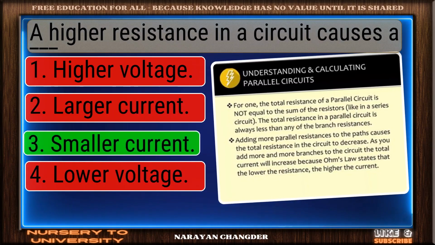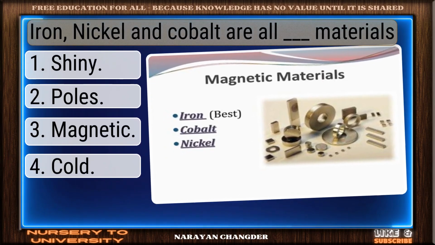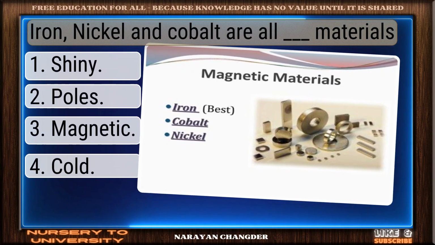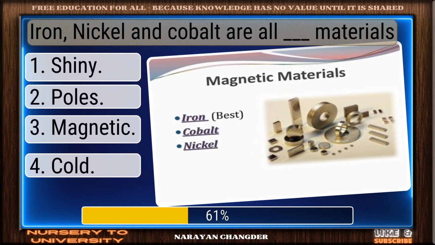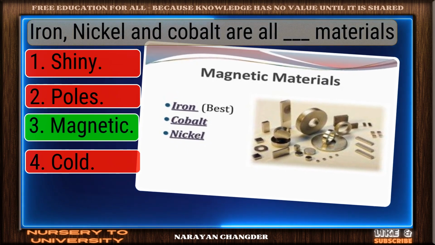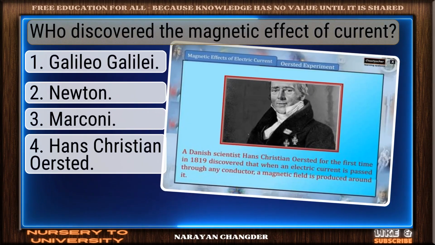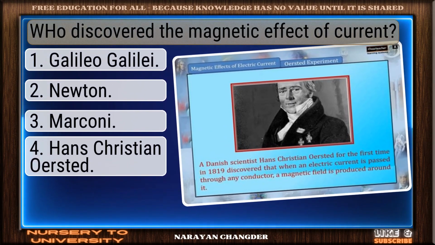Well done. Smaller current is the right choice. Question number 92. Iron, nickel and cobalt are all dash materials. Great job. Magnetic is the accurate answer. Question number 93. Who discovered the magnetic effect of current?